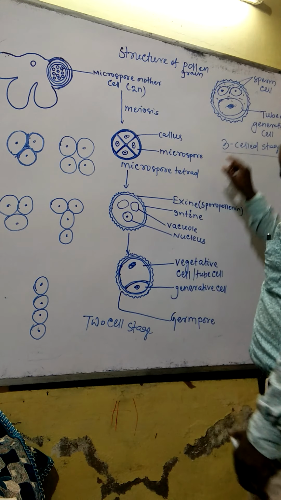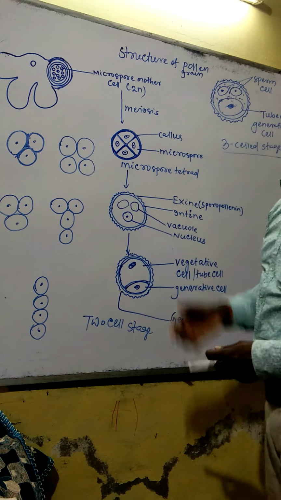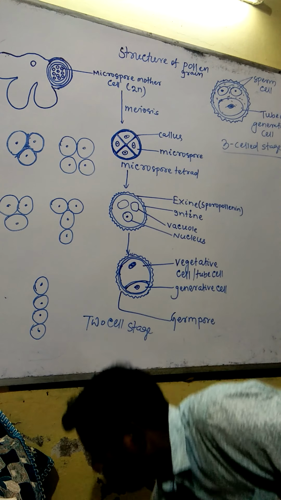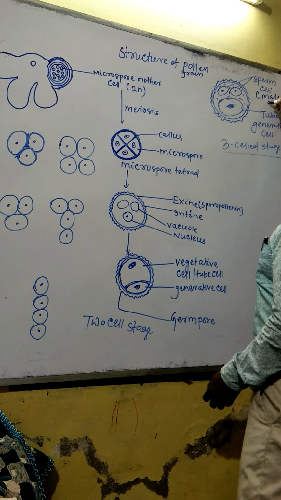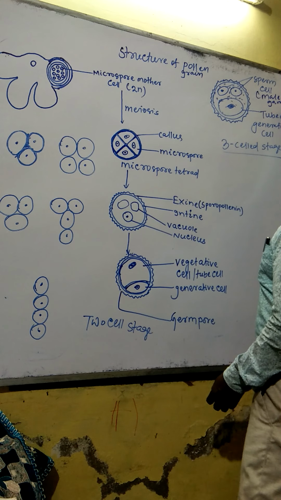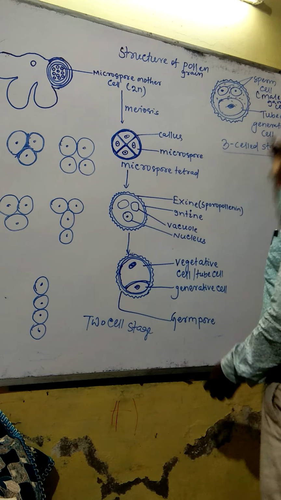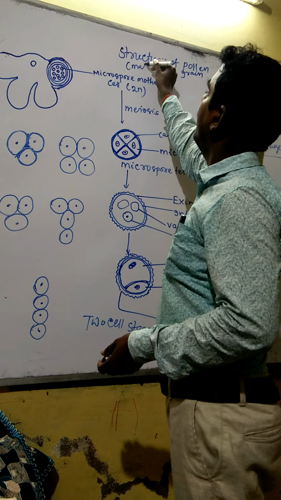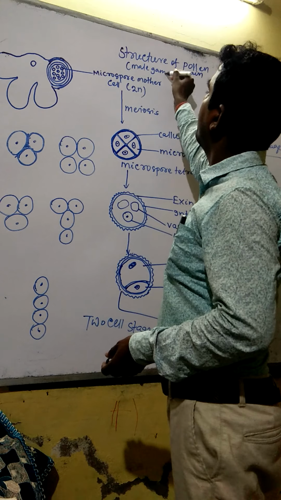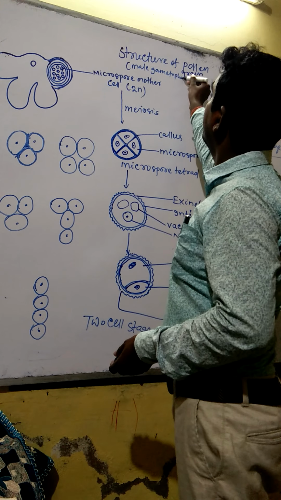This is because it contains two sperm cells or male gamete cells. So it is known as male gametophyte.